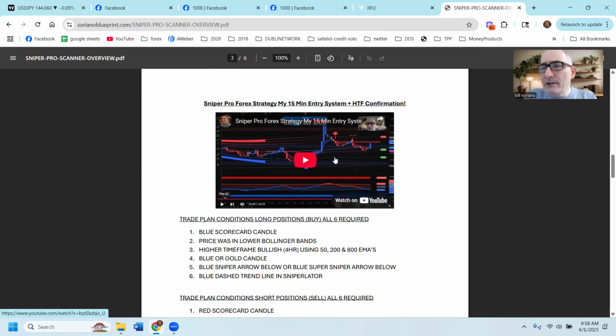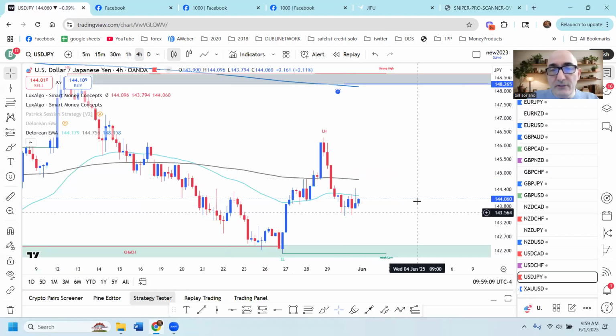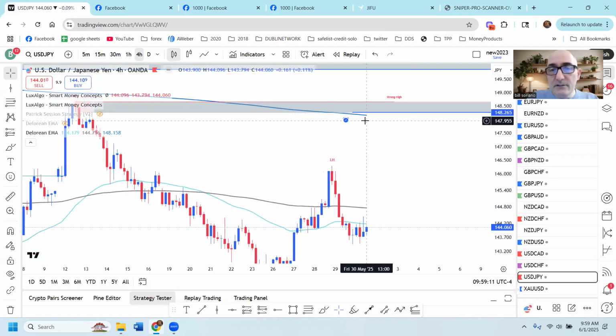Today I just want to go through what I'm doing. I'm scanning through the scanner right now, and I'm checking to see which pairs had a scorecard candle go off, and which of those pairs was the trade going with the higher time frame trend. Remember, we were using three moving averages to determine that higher time frame trend, the 800, the 50, and the 200. So the 50 is the aqua, the gray is the 200, the blue is the 800.